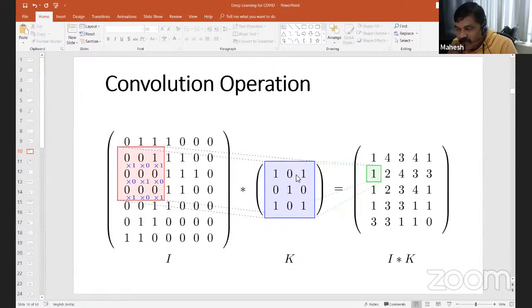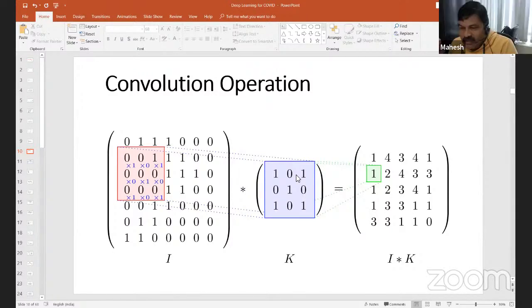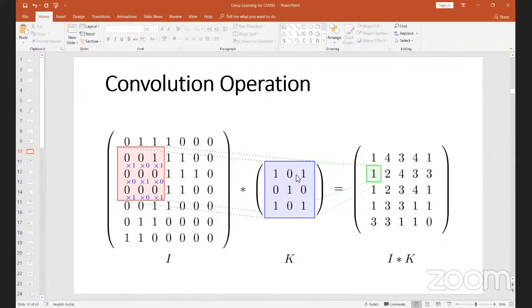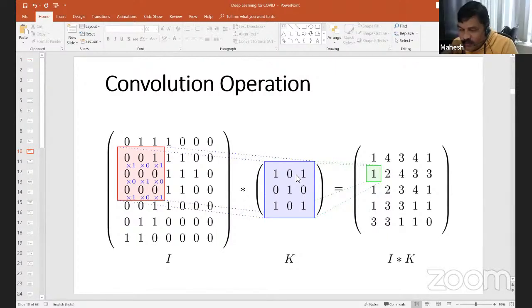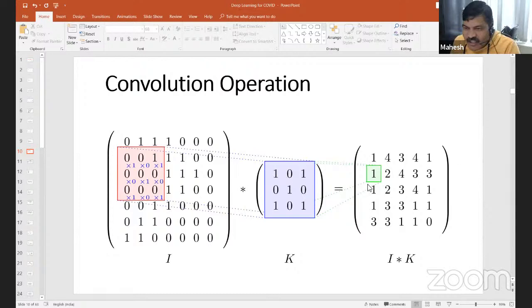So have you studied an image processing course? Do you have knowledge of image processing? Yeah, of course. So you use the Gonzalez and Woods book for image processing. There they have given different masks. If I change these mask values, then this matrix will change.